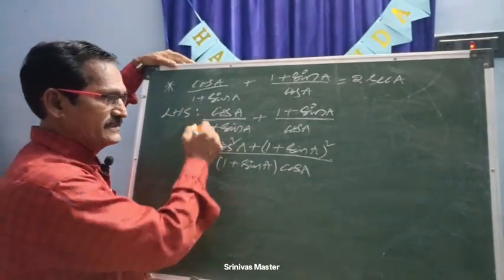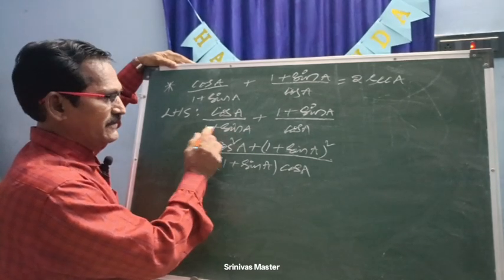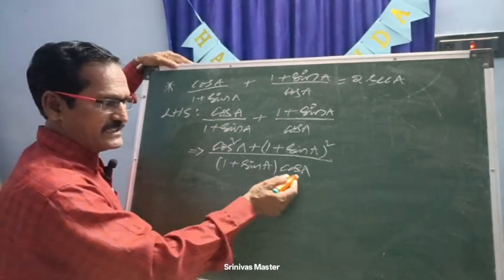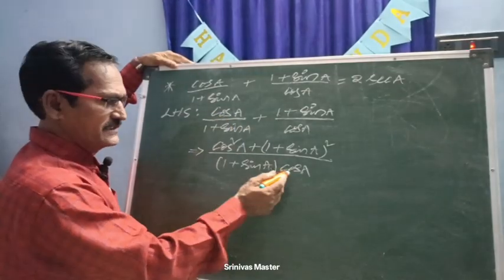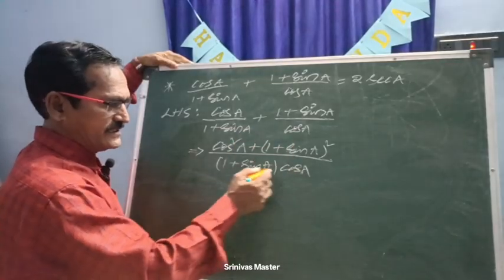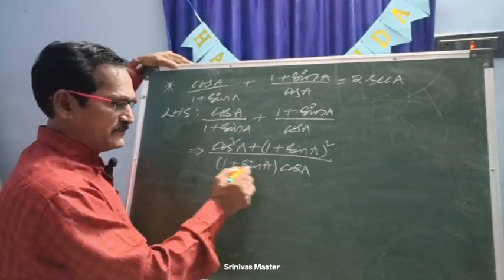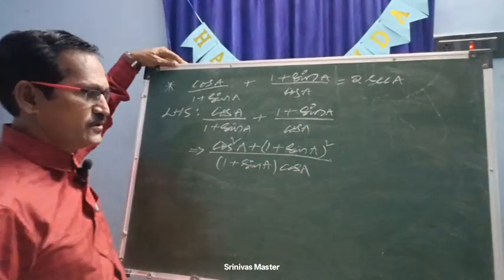Now when you are comparing the first fraction, what is the denominator? 1 plus sin A. 1 plus sin A, 1 plus sin A cancel. What is the rest of the term? Cos A. That we have to multiply in the numerator, no? That means cos A into cos A, cos square A. In the same way, cos A cancels. What is the remaining term? 1 plus sin A. 1 plus sin A into 1 plus sin A, (1 plus sin A) whole square.